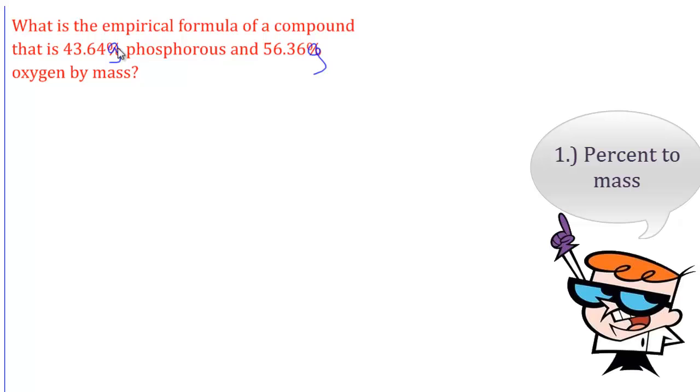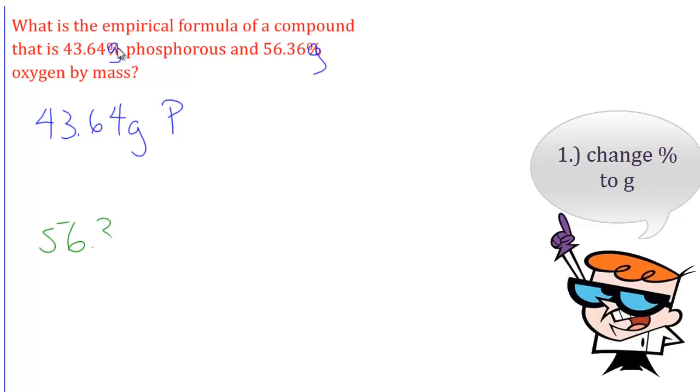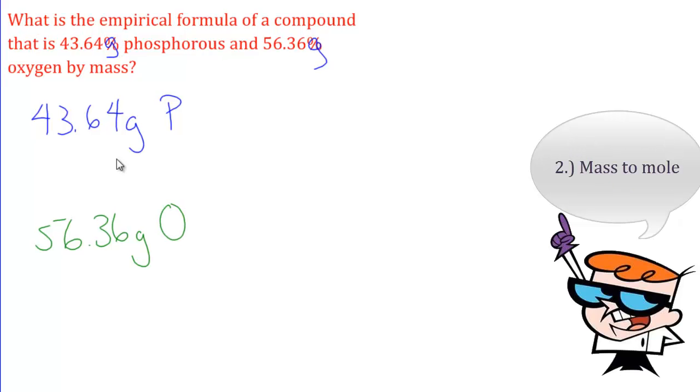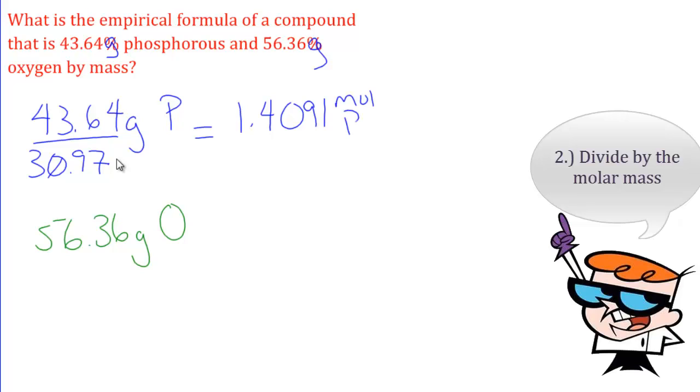So if we have a compound that's 43% phosphorus and 56% oxygen, if we had 100 grams, 43 grams of it would be phosphorus and 56 grams would be oxygen. In short, we'll simply change the percent signs to grams. In mass to mole, we'll find the number of moles of each element in the compound by dividing the mass by their molar masses, giving us 1.4 moles of phosphorus and 3.5 moles of oxygen.